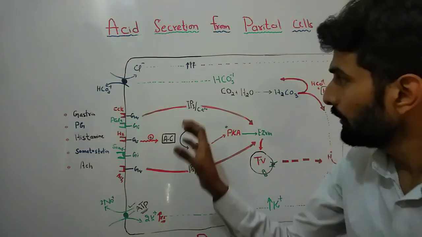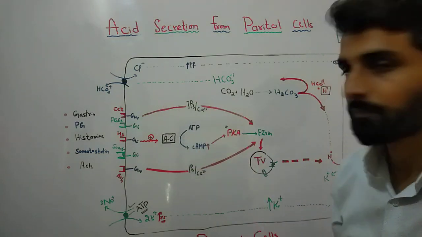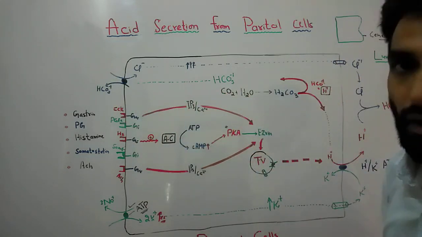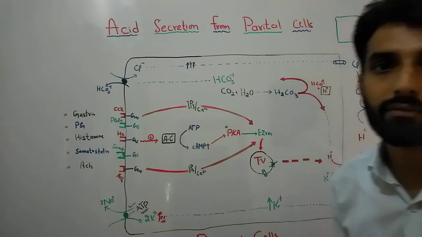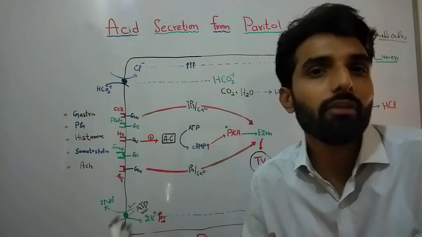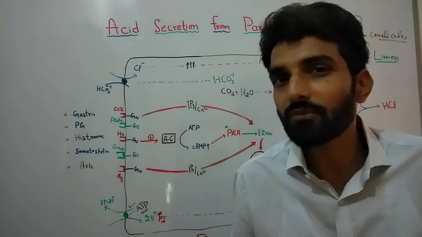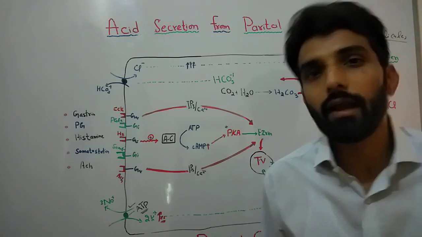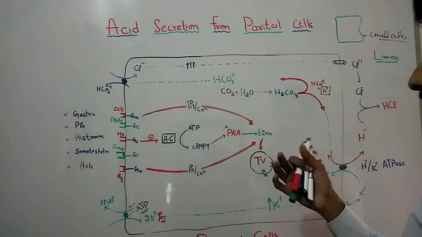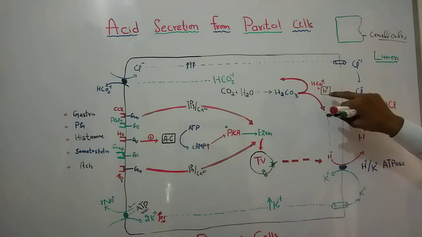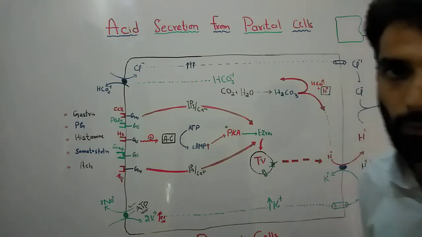First of all let me tell you that the carbon dioxide that is coming from the blood and entering the cell will react with water and form carbonic acid. Carbonic acid being an acid, obviously, if we look at the definition, acids are those substances which will dissociate and produce hydrogen ion in aqueous medium. So obviously inside the cell there is aqueous medium, so this carbonic acid will dissociate into hydrogen ion and bicarbonate ion.